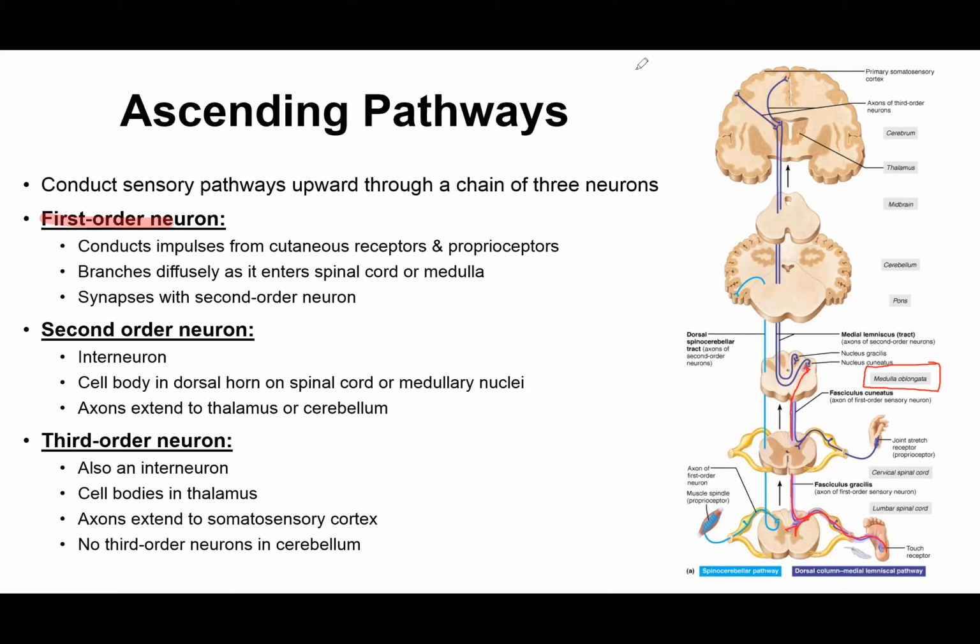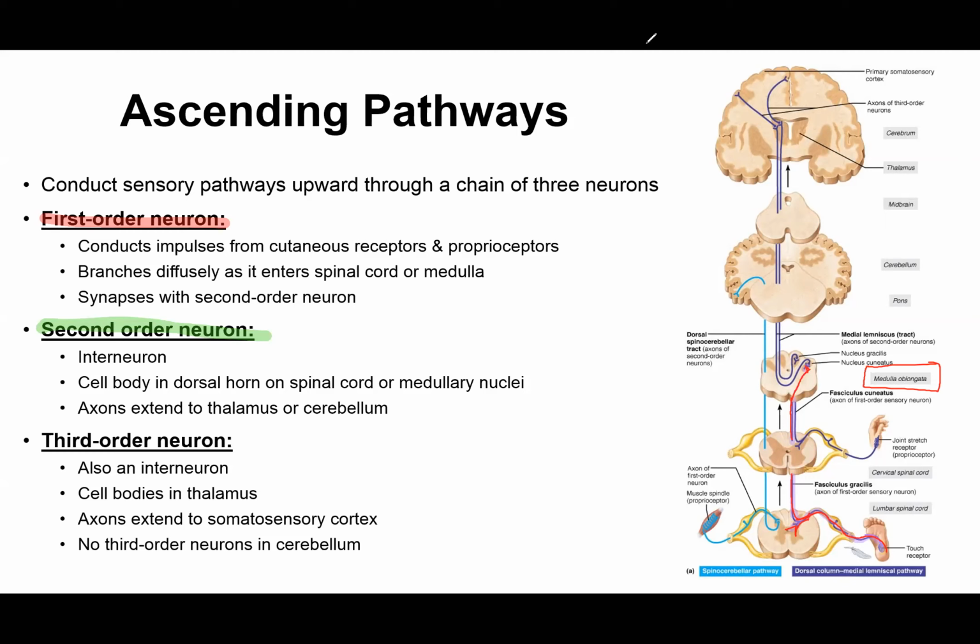So our first order neuron I drew down here in red, and it's going to synapse onto our second order neuron, which I am going to draw in green. Our second order neuron is going to be an interneuron, and the cell body is going to be located in the dorsal horn of the spinal cord, or in the medullary nuclei if we're talking about synapsing here in the medulla oblongata, which we have been. So we're just going to go along with this example.